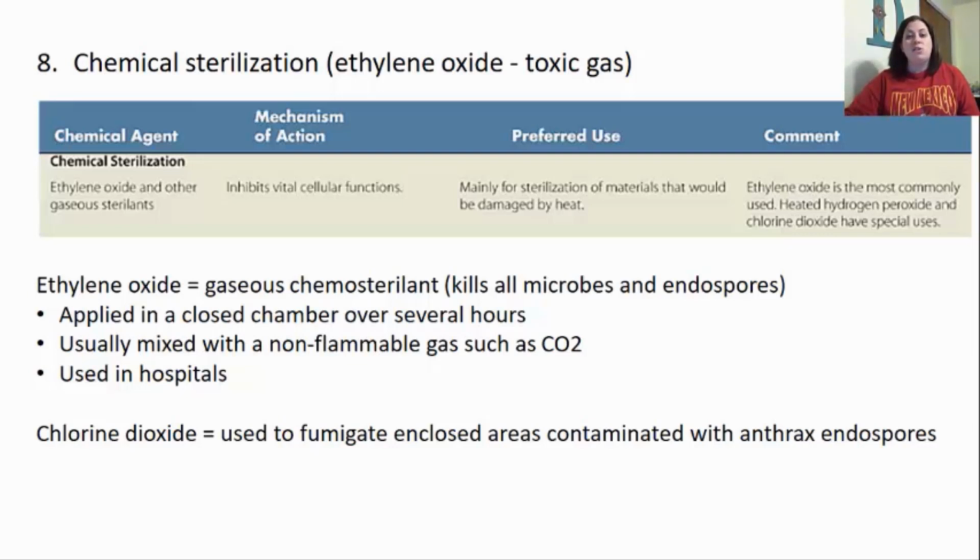Chlorine dioxide is used to fumigate enclosed areas that have contained anthrax endospores. So anytime we see that anthrax has gotten access into an area, they would use this to fumigate. This is going to be used a lot of times on larger things like hospital mattresses and stuff like that.